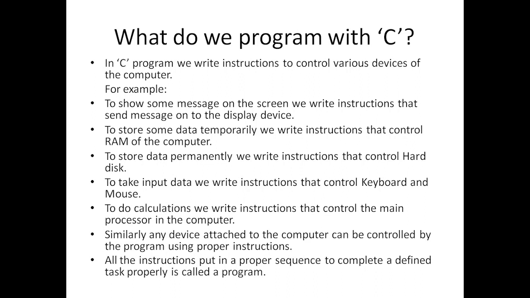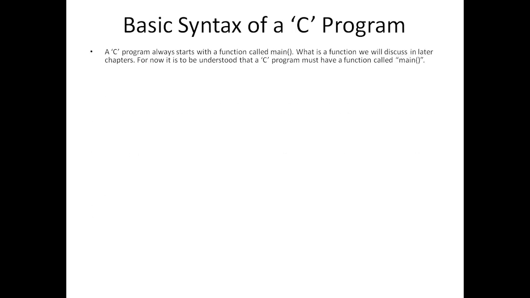All the instructions put in a proper sequence to complete a defined task properly is called a program. Basic syntax of a C program. A C program always starts with a function called main. What a function is, we will discuss in later chapters. For now, it is to be understood that a C program must have a function called main. A C program can have only one main function within it, and its syntax is as follows.